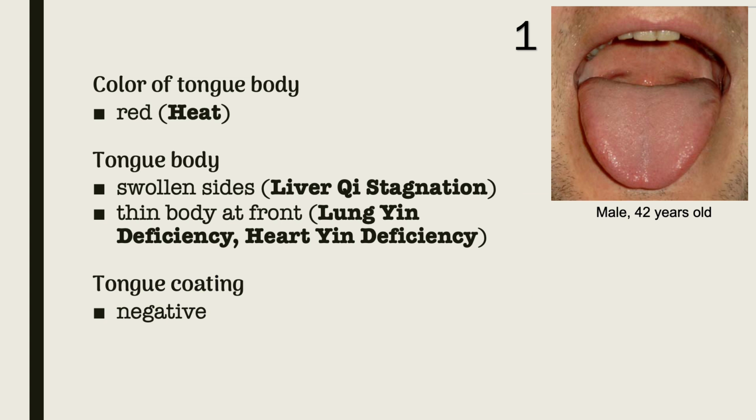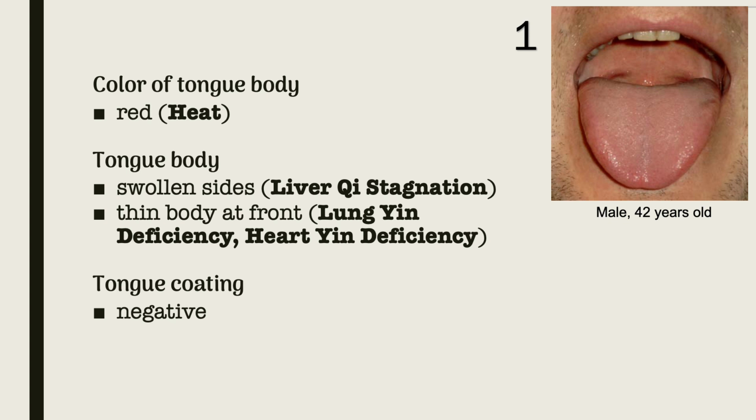Let's now proceed to the cases. First, we have the case of a 42-year-old male. The color of the tongue body is red, and this means there is heat. The tongue body shows swollen sides, indicating liver qi stagnation. The thin body at the front would reflect lung yin deficiency and heart yin deficiency.